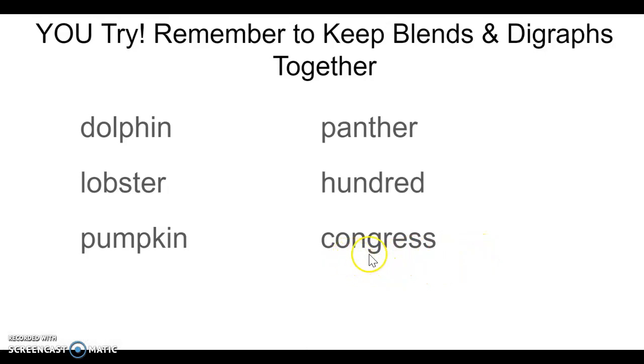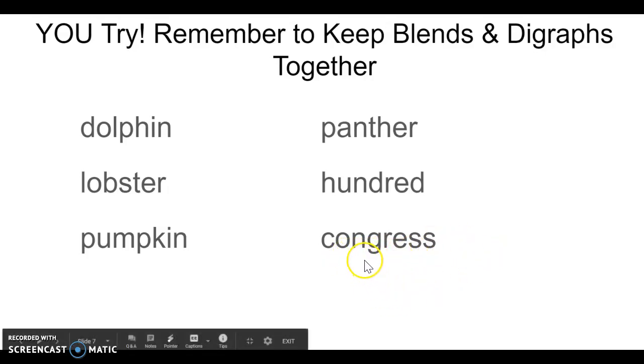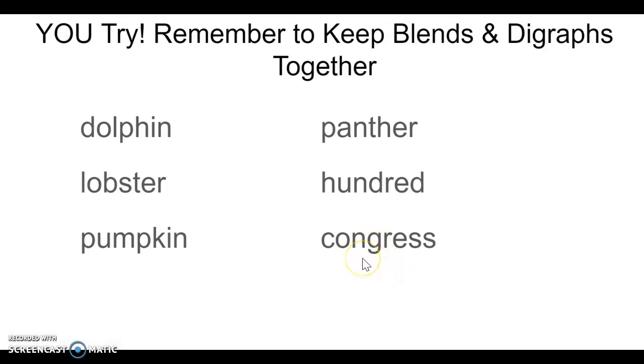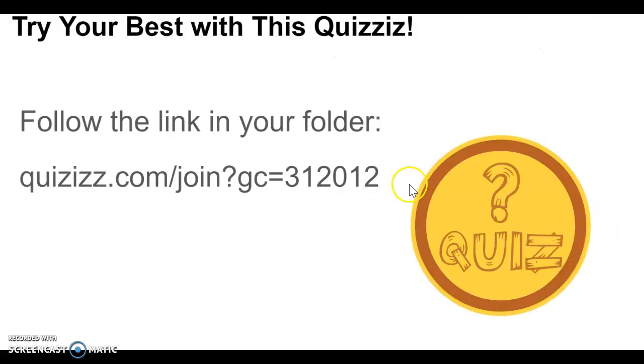Now let's look at this one. Congress. Although NG can go together, in this case I see a very clear R blend right here. Okay, so I'm going to keep that R blend together. Gr. So I'm going to separate right after the N before the GR. Congress. Okay, so that's some tips for you.